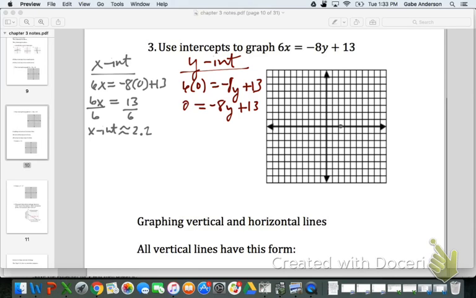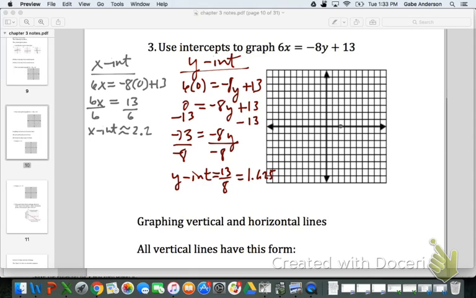So what was that again, Ellie? That's right. We need to actually solve this. So subtracting 13, I end up with negative 13 is equal to negative 8y. And now it looks a little more normal, right? We divide by negative 8, and so I end up with a y-intercept of 13/8. And 13/8 is 1 and 5/8, so it's 1.625, isn't it? Yes, it is. So maybe that helps a little bit on how to graph this, 1.625.